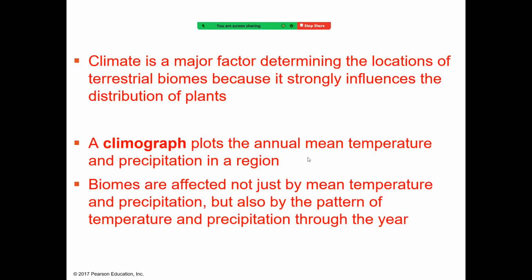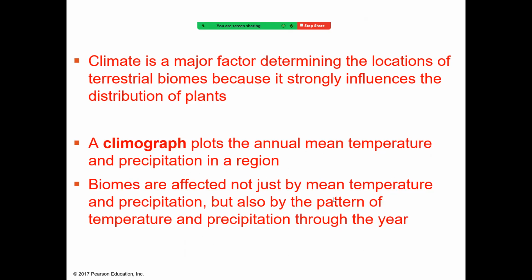So climate is a major factor determining the locations of these terrestrial biomes because it strongly influences the distribution of plants. And biomes are affected not just by the mean temperatures and precipitation in an area, but also by the pattern of temperature and precipitation through the year.